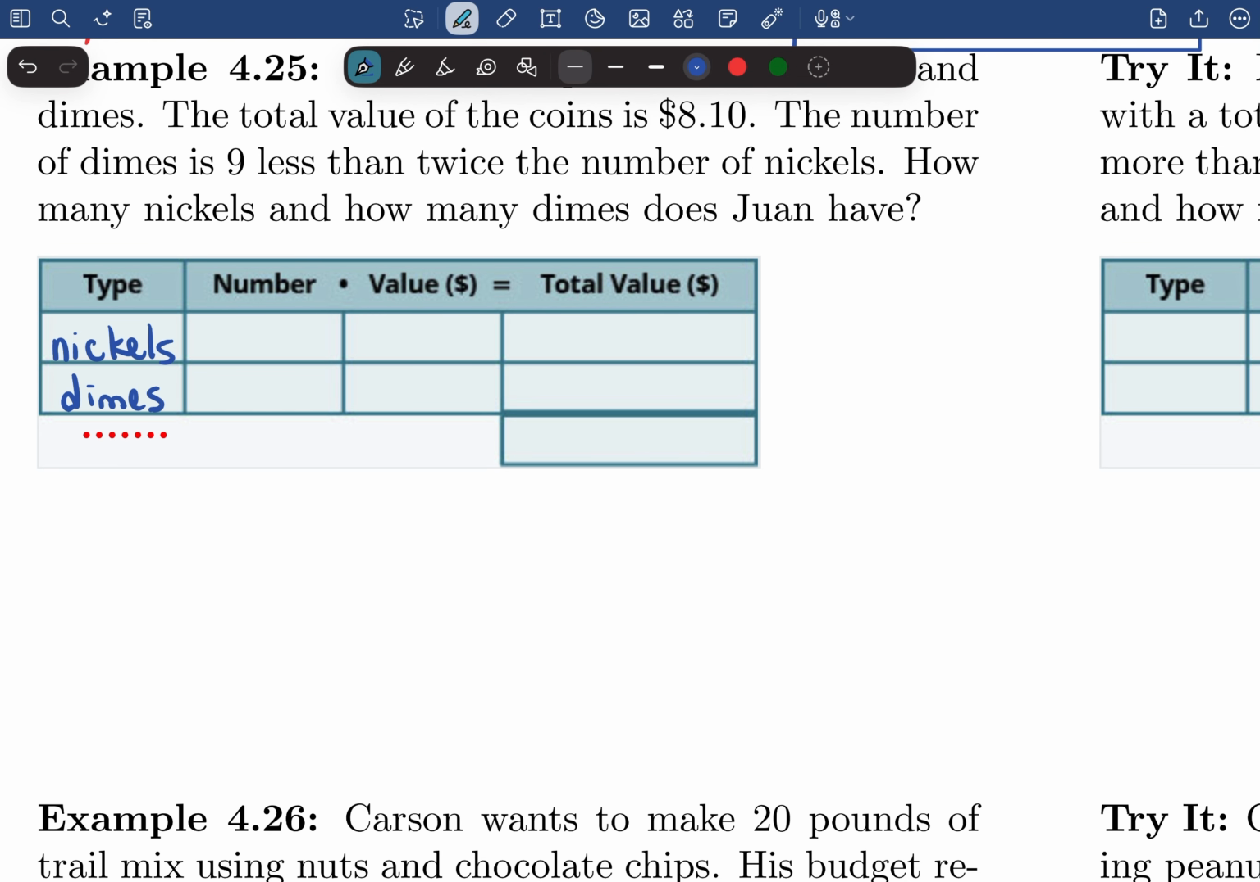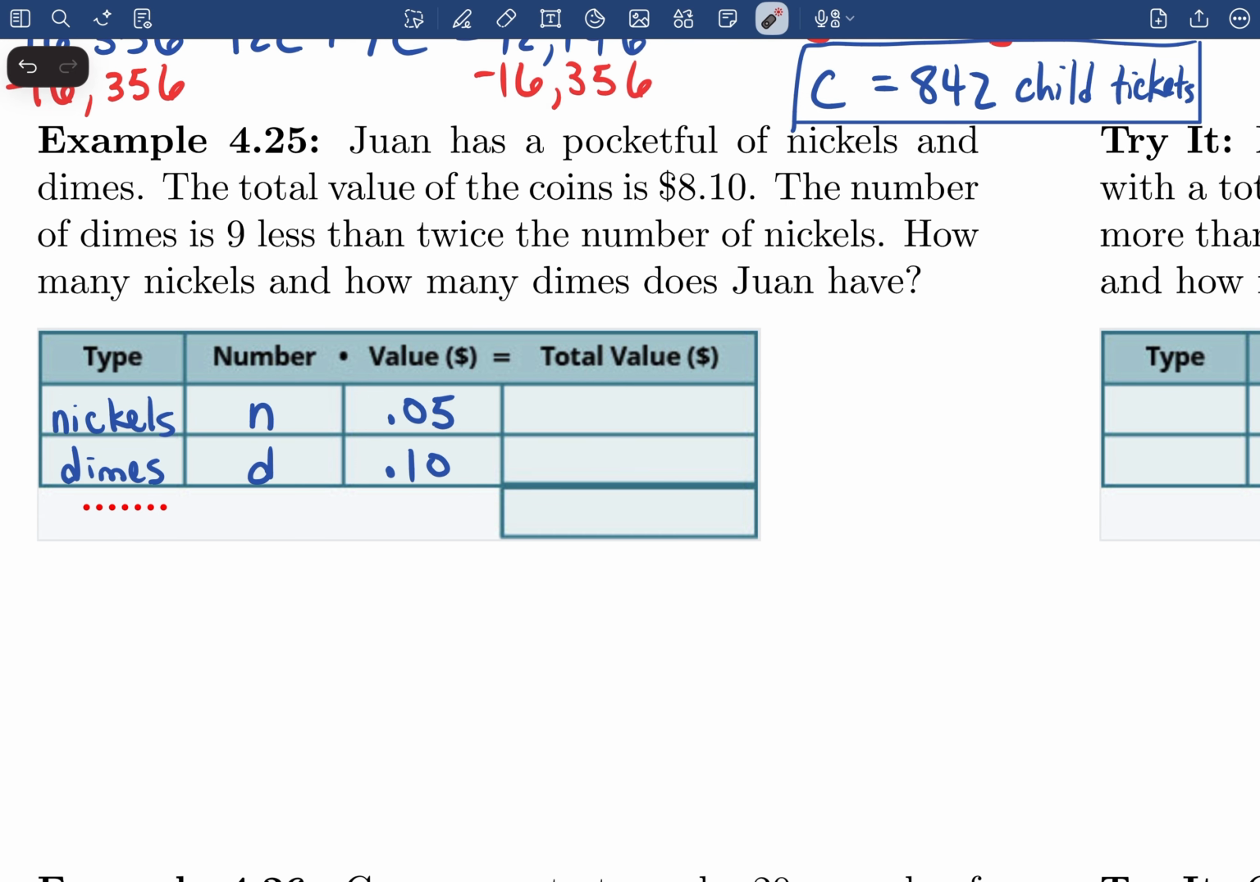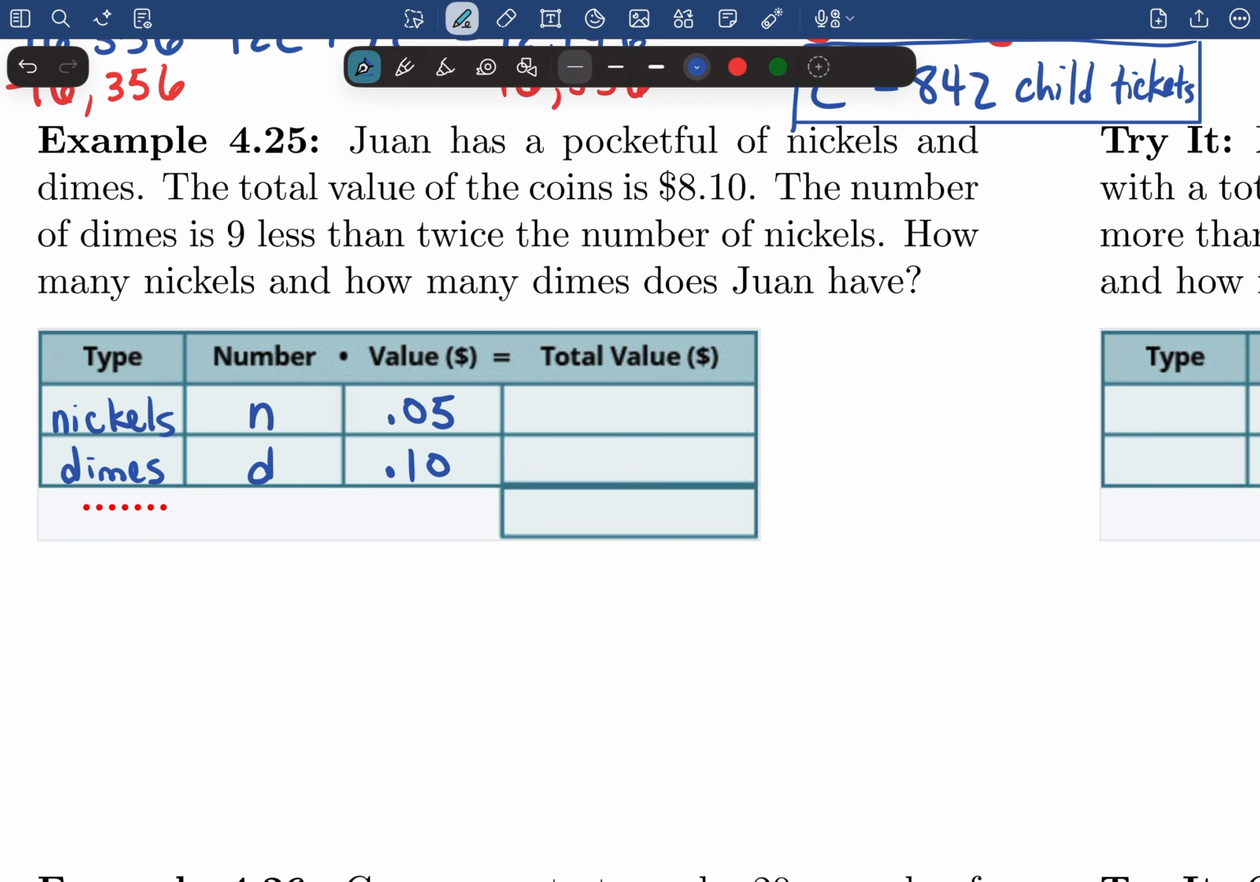Great. And, well, let's call the nickels, we don't know the number, let's call it N. And the dimes, we don't know the number, let's call it D. But we do know that the value of a nickel is 5 cents, or 0.05. And the value of a dime is 10 cents, or 0.10, when we're talking about dollar value. Now, the total value of these coins is the number of nickels times 5 cents, and the number of dimes times 10 cents. We can write that here and here. So I have 0.05 times N and 0.10 times D.